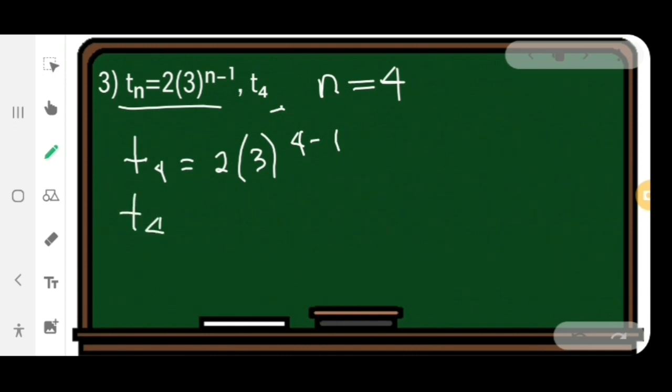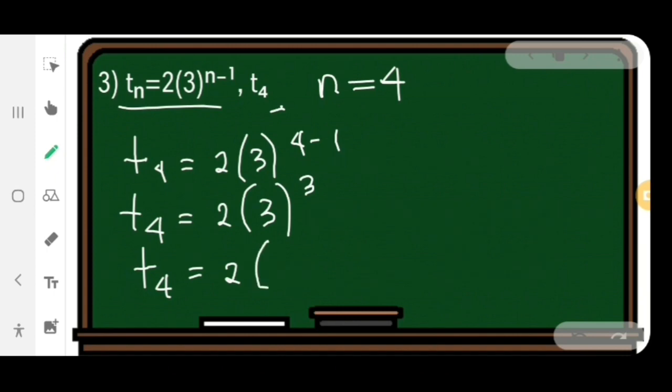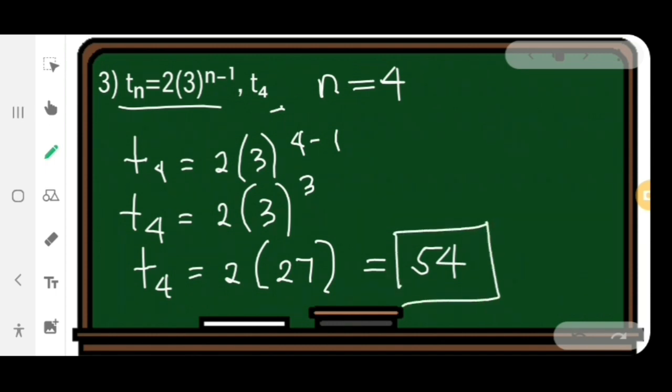So t sub 4, again, follow the order of operations. Perform first the operations in the exponent. So 4 minus 1 is 3. Then t sub 4 is equal to 2 times 3 raised to 3, which is 27. Then multiply 2 times 27 is 54. That means the fourth term, or t sub 4, of this sequence is 54.